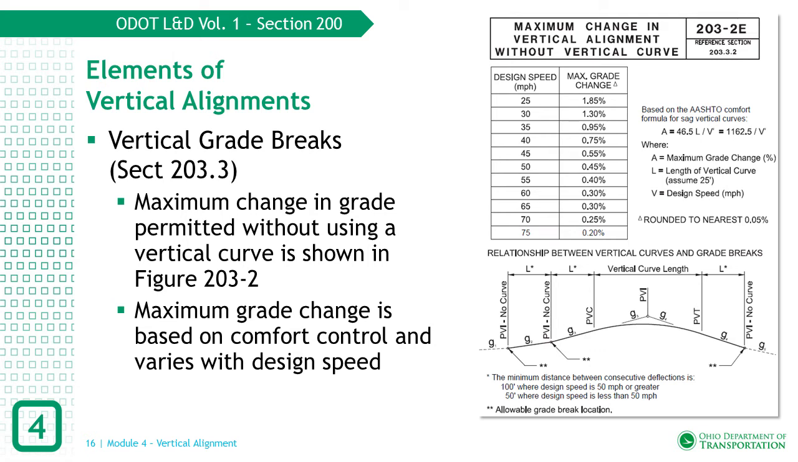Section 203.3 discusses vertical grade breaks that can be used without the presence of a vertical curve between grades. Figure 203-2 shows the maximum change in grade without a vertical curve as a function of design speed and driver comfort. Note the minimum distance between consecutive deflections: 100 feet for high-speed facilities and 50 feet for low-speed facilities. One thing to note: when matching into an existing profile or the graphic grade, say when matching a ramp profile into a freeway interchange gore, check to ensure that the vertical deflections within the graphic grade don't exceed the maximum allowable shown in Figure 203-2.